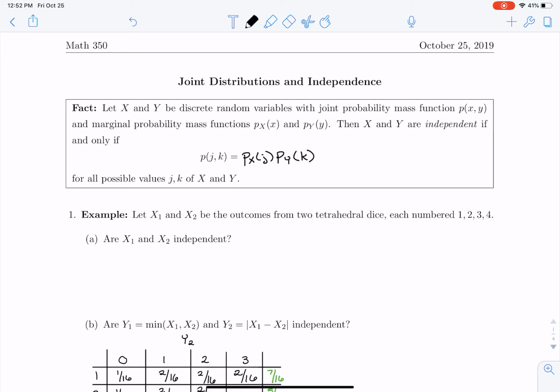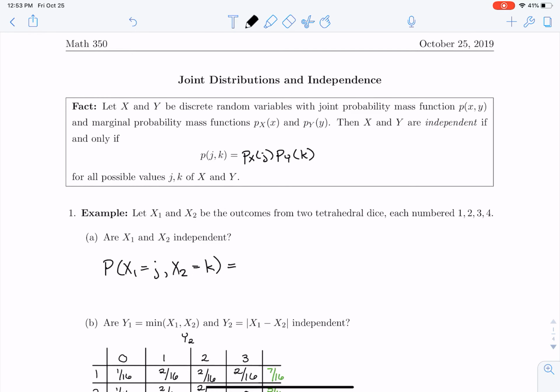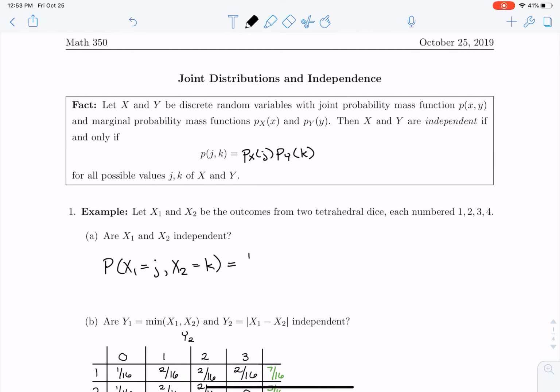We're going to let X and Y be the outcomes from two tetrahedral dice, each numbered 1 through 4. So the first question is, are X1 and X2 independent? Well, we need to look at the probability that X1 equals a particular number, we'll call that j, and X2 equals a particular number, we'll call that k. Now, because there are two dice numbered 1 through 4, there are 16 total outcomes for the ordered pairs j, k, and each occurs with probability 1/16 because they're equally likely.